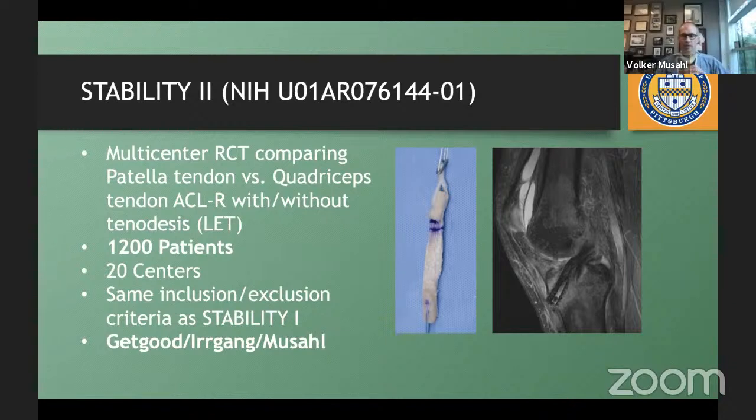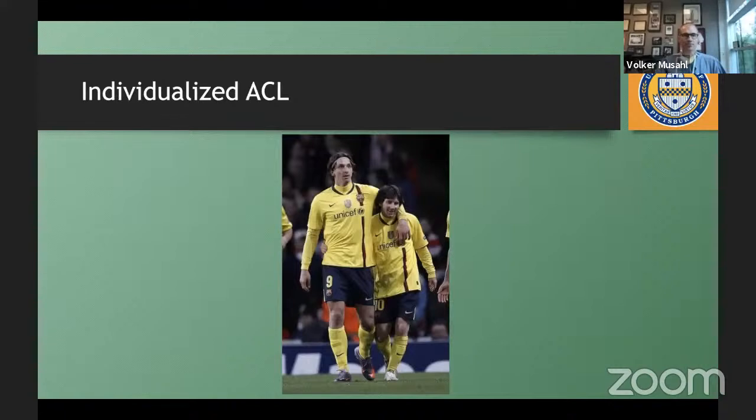And it will include 1,200 patients to match the 600 patient cohort of Stability 1, the quadriceps, patella, and with and without tenodesis. So we just started enrolling. I don't have any data yet. I think 5 patients are enrolled. We basically started 2 weeks ago.